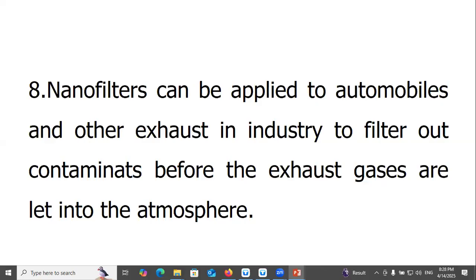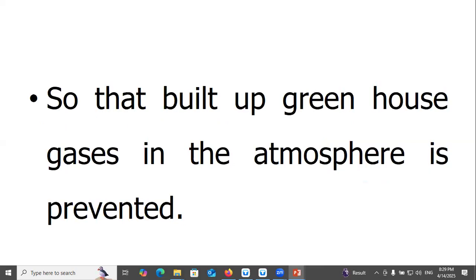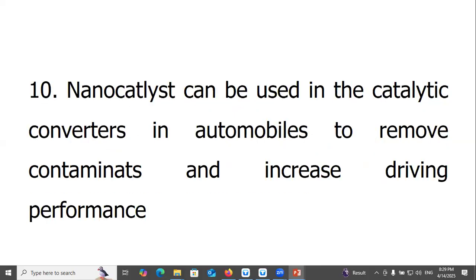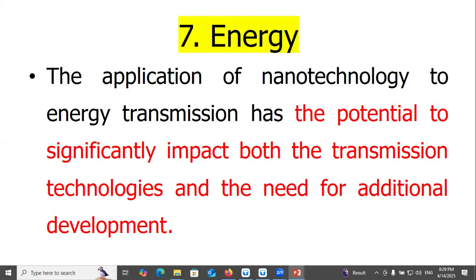Nanofilters can be applied to automobiles and other exhausts in industry to filter out contaminants before the exhaust gases are let into the atmosphere, so that the buildup of greenhouse gases in the atmosphere is prevented. Nanosensors can also be developed to detect toxic gases at very low concentrations in the atmosphere. Nanocatalysts can be used in the catalytic converters in automobiles to remove the contaminants and increase driving performance.